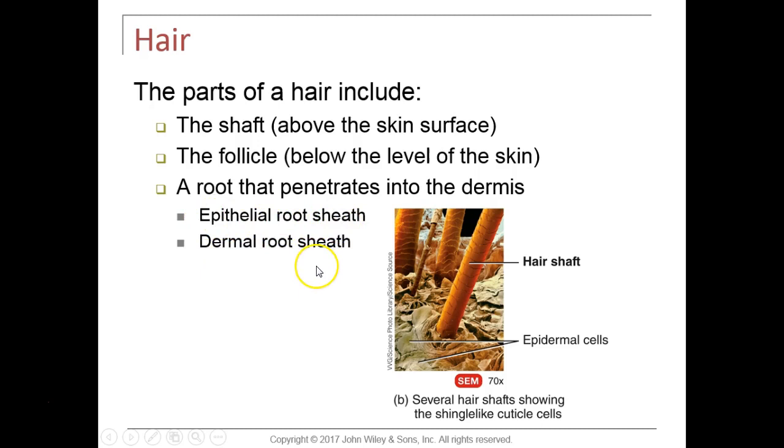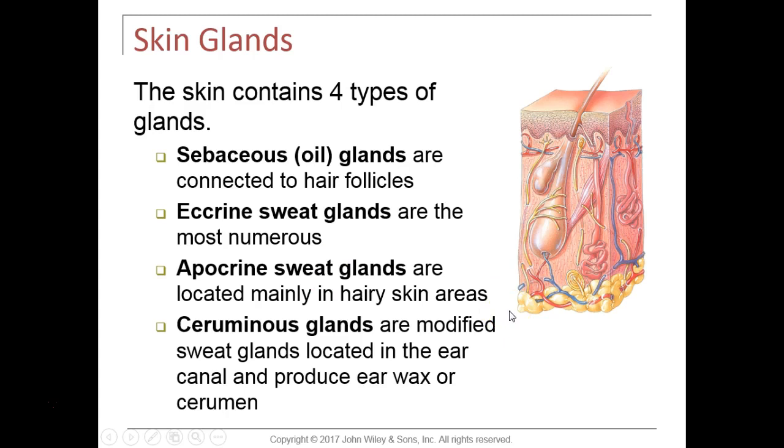Now, there are several types of glands I want you to be aware of associated with the skin in the integumentary system. These glands are supported by the dense irregular connective tissue in the dermis of the skin. So we have oil glands, which are called sebaceous glands. These are typically associated with the hair follicle, and they empty their product, which is called sebum, out onto the hair, which protrudes up to the surface of our skin. Those are called sebaceous glands.